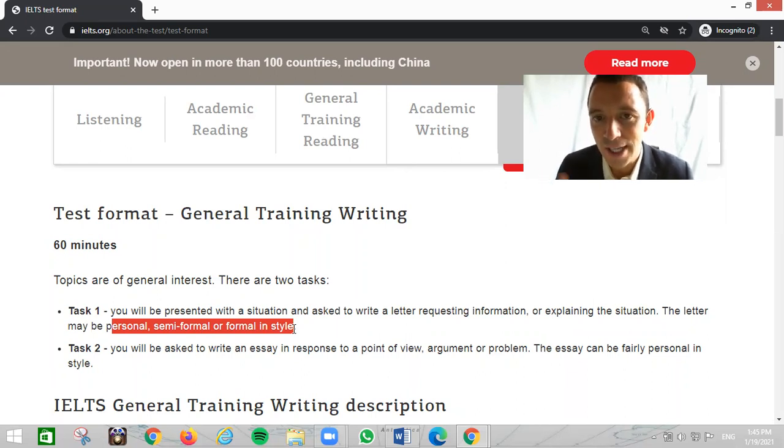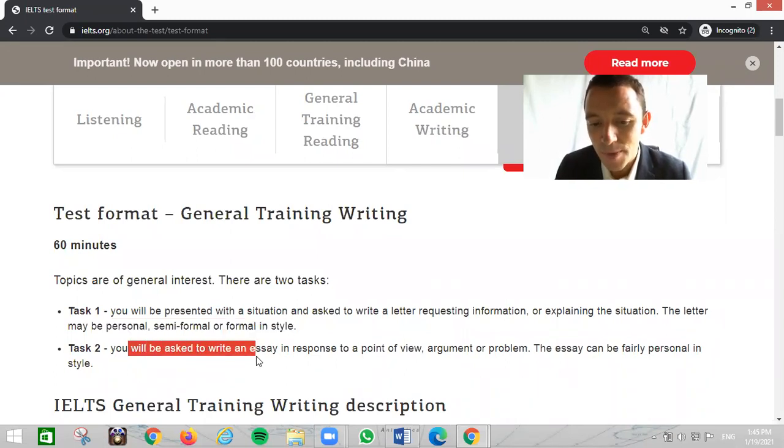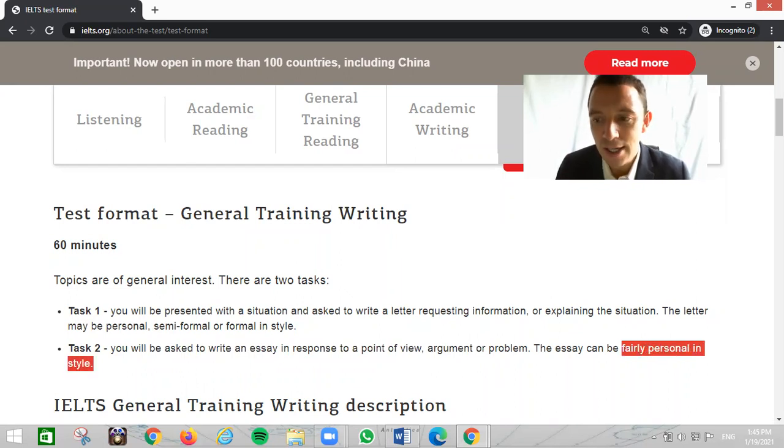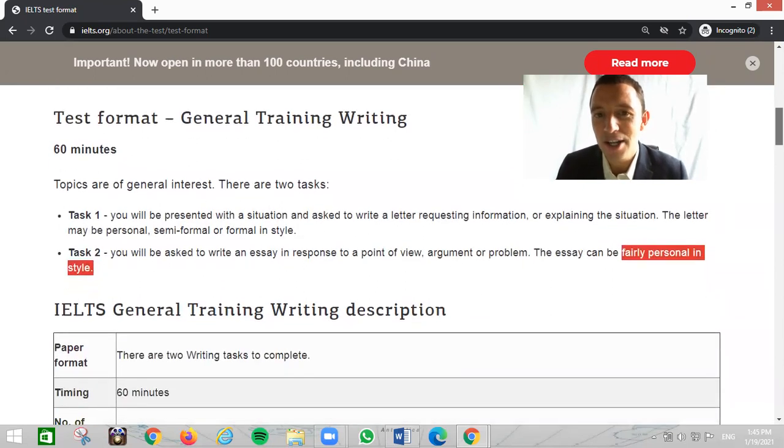It's not really the content, it's not the questions, it's more the tone and the content of your answer. Okay, and in task 2, you'll be asked to write an essay similar to the academic exam, and the essay can be fairly personal. So that's the difference. Fairly is like bastante in Spanish, quite personal in style. Okay, so you can see there's a lot of similarities between the two. It just depends on what you want to take the exam for.